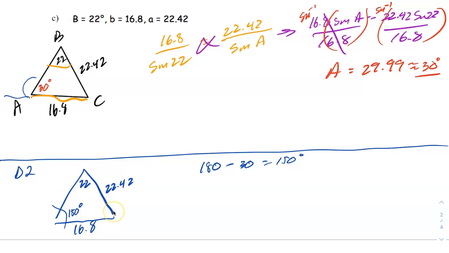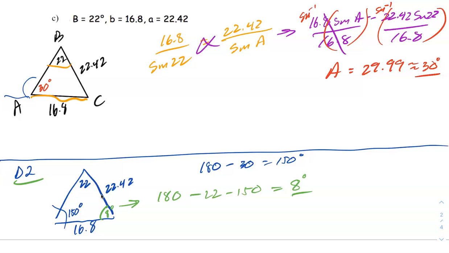I could find this missing angle here. Last time we did this, it was too big, it was over 180, I would get a negative angle. But in this case, I could do 180 minus 22 minus 150. Now I get 8 degrees. Most of the time with the second triangle, the angle is very, very small. So there actually is a triangle 2, and we've got to solve triangle 2.